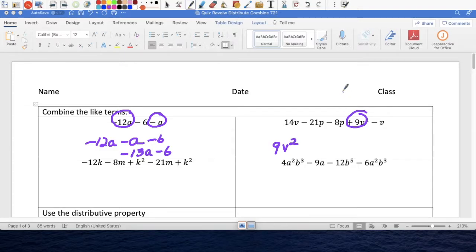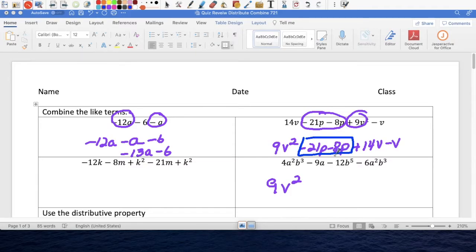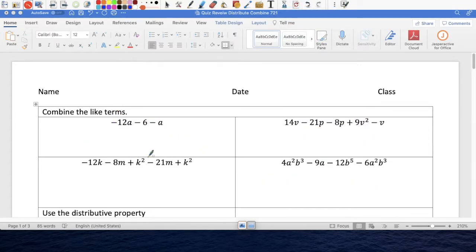And then after that, I'm doing alphabetically, so the two p's are next to each other. So I get negative 21p minus 8p, and then I'm going to move that positive 14v that's in the front and minus v. If you focus here, this is what we're adding or subtracting. Negative 21 minus 8 is negative 29p. And 14v minus 1v is just positive 13v. Okay, let's see if I can speed this up.